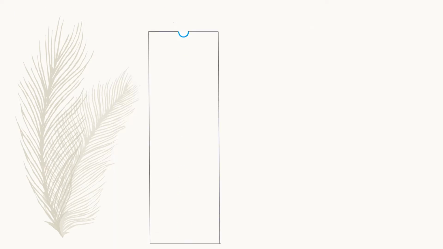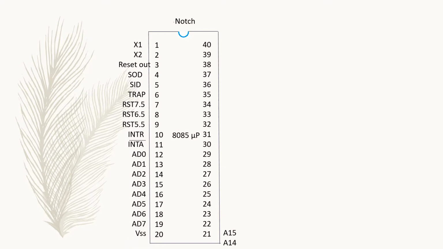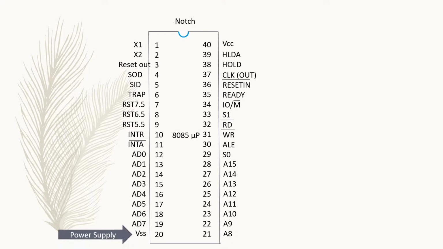My 8085 microprocessor. This is the notch of the IC. The pins are arranged in a U shape. Some pins are familiar to us, some pins are new. First we learned the power supply. Each and every IC requires a plus 5 volt power supply for the operation. Positive is connected to pin number 40 and negative is grounded.